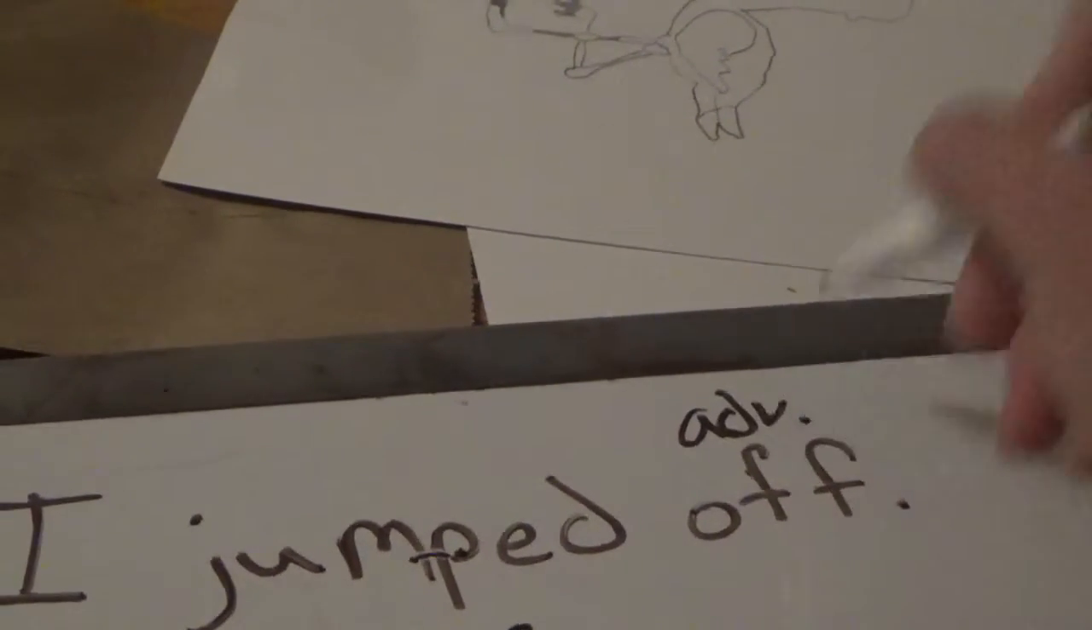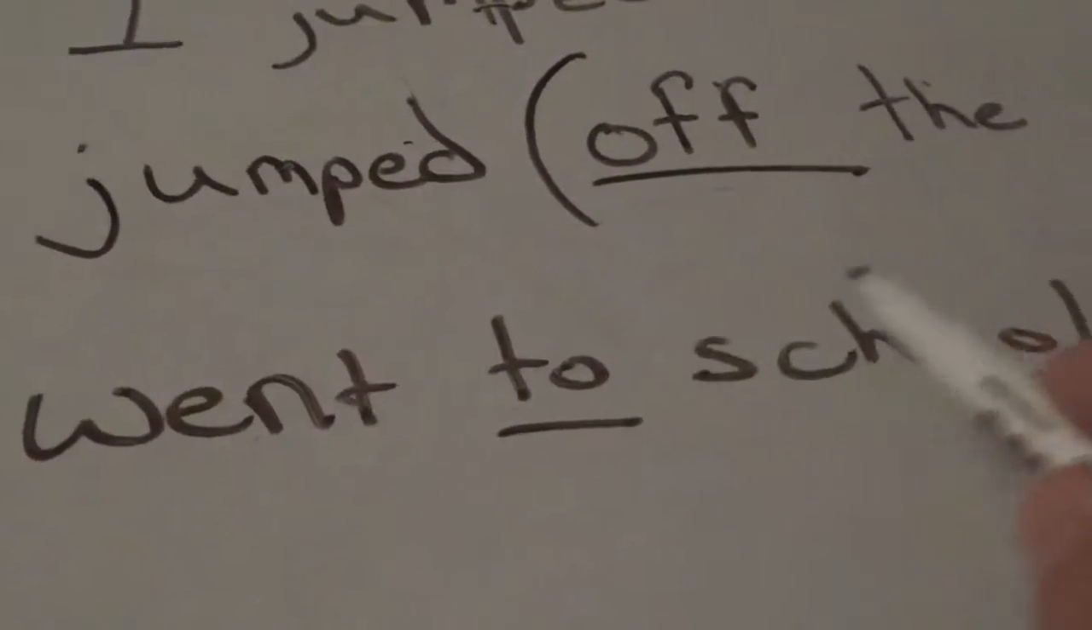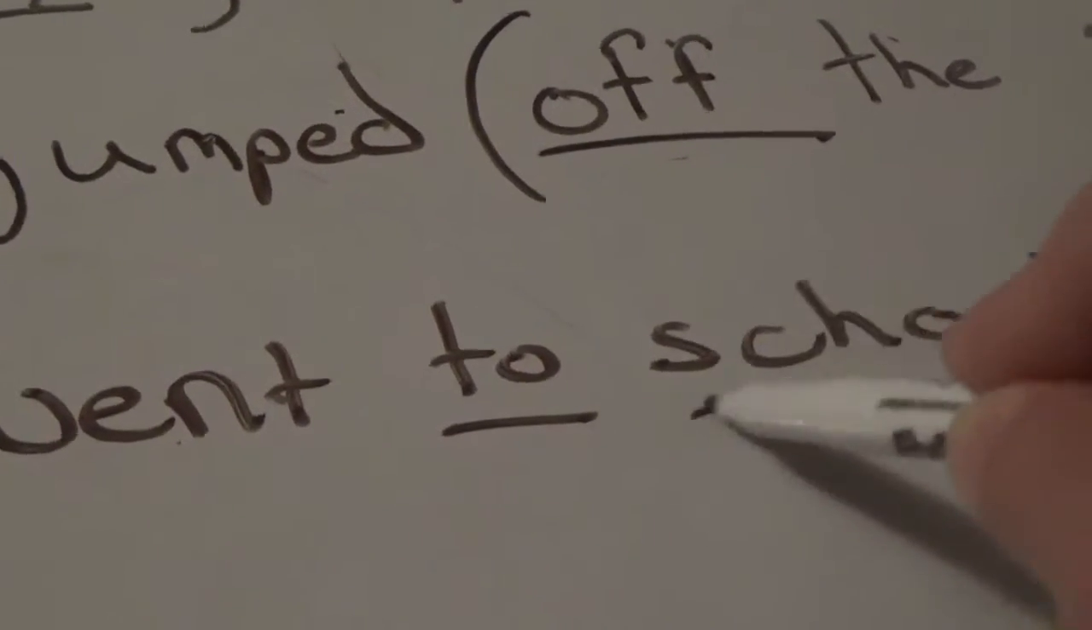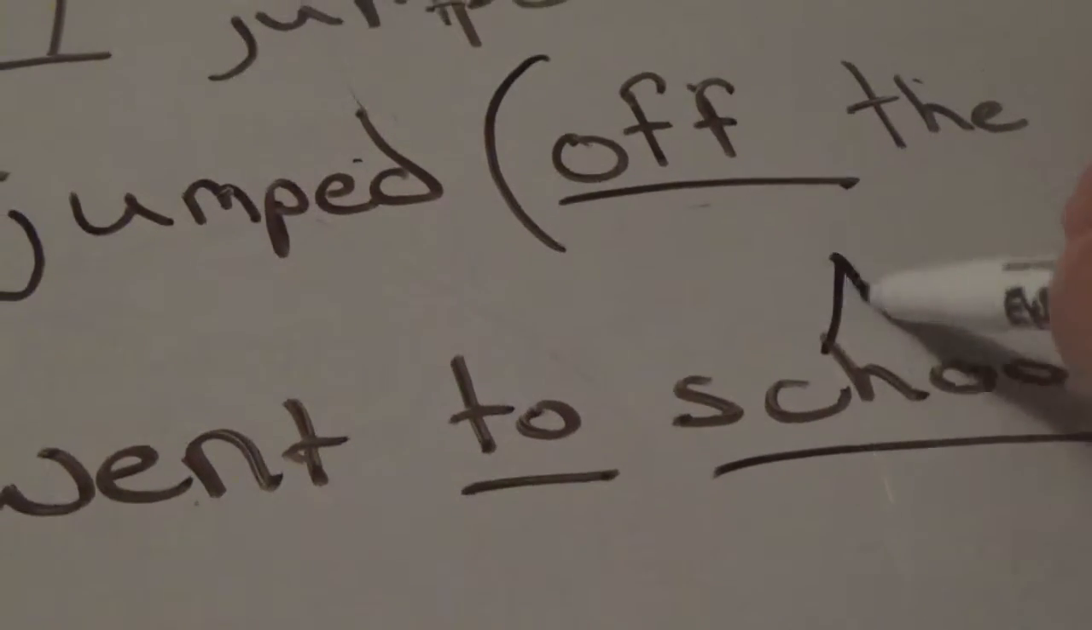So often there are words like off that in some sentences are prepositions and in some sentences are adverbs. And here it's just an adverb. Jumped where? Jumped off. It's not a preposition because there is no object. Okay, so that's the first way to help you identify prepositions. Prepositions will always have objects. I went to school. To what? School. So school is the object of the preposition. Object of the preposition is always a noun or a pronoun. There it's a noun.